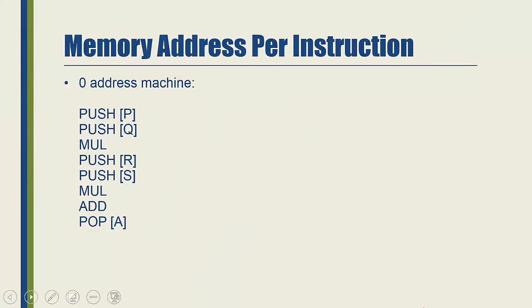Zero address machine. This is what we call stack operation. You can visualize this operation as the operation of pushing and popping data from the stack. And let me remind that the process of stack operation does not involve any register in the microprocessor, including the accumulator. Let us perform that multiplication of P and Q and then add with the multiplication of R and S with this zero address machine. First, we want to multiply P and Q.